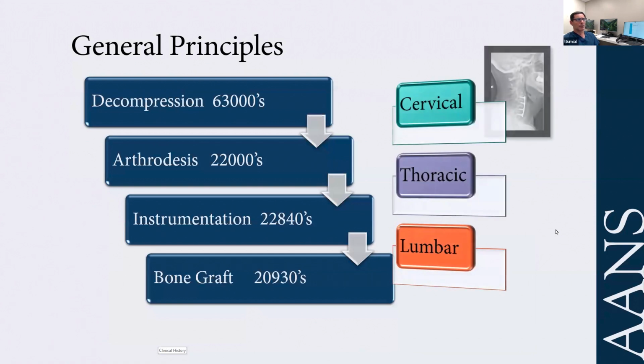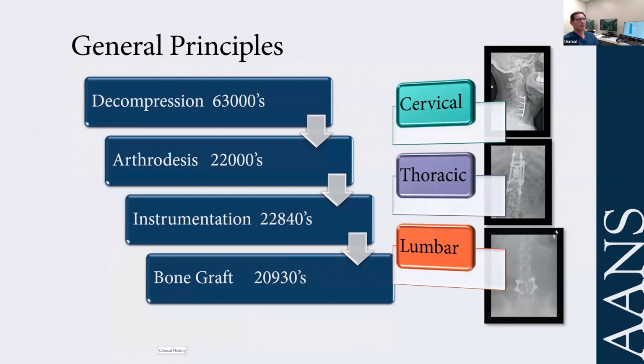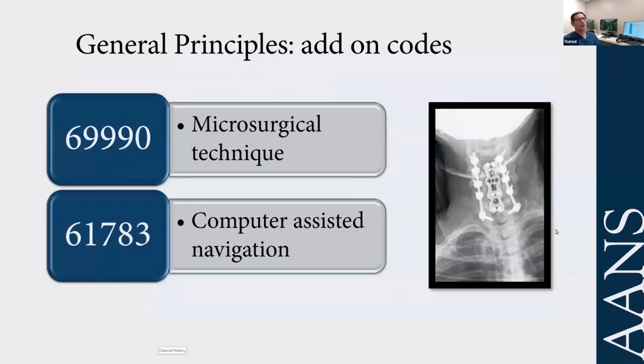The decompression codes, I call these the zip codes. The decompression codes live in the 63,000 family. Arthrodesis codes, whether lumbar or cervical, are going to live in the 22,000 family. Instrumentation codes, non-segmental, segmental instrumentation, you're in the 22,800 codes. So 840, 842, 843, that's multi-level. 841 is a wiring code that we seldom use. And then your bone graft codes. Then you're going to be localizing them by cervical, thoracic, and lumbar.